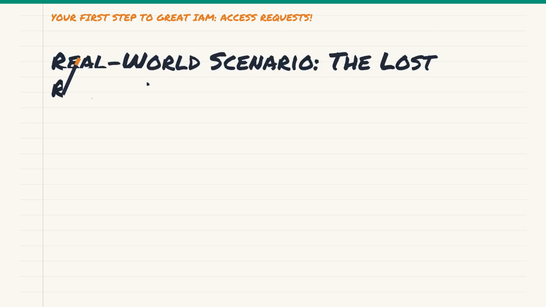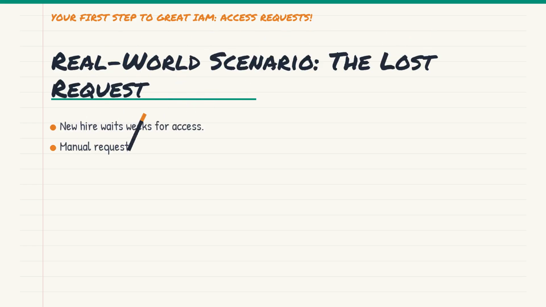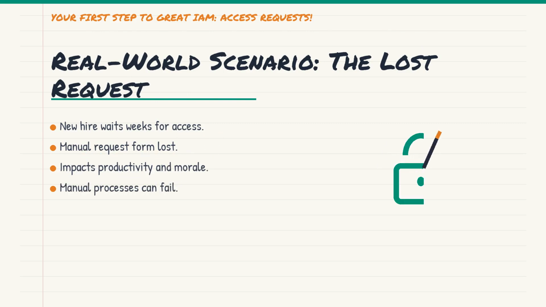Let's talk about a common problem. Imagine Sarah, a new hire, needs access to critical sales software on her first day. She submits a perfectly filled out manual request form. But it gets misplaced in her manager's overflowing inbox. Weeks go by, and Sarah can't do her job. This delay costs the company productivity and frustrates Sarah. This highlights why automated, clear processes are so vital. Manual processes are prone to human error and delays, which can have a real impact.